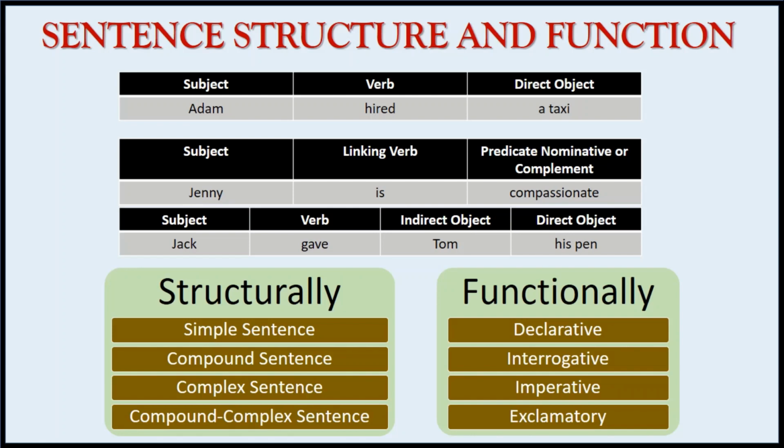One is to have a subject, verb, and direct object, just like Adam hired a taxi. The second structure is subject, linking verb, plus predicate nominative, also called complement, just like Jenny is compassionate. The third is subject, verb, indirect object, and direct object. For example, Jack gave Tom his pen.